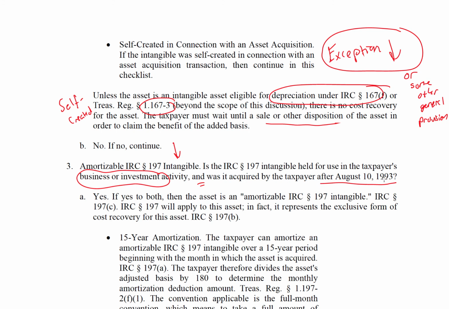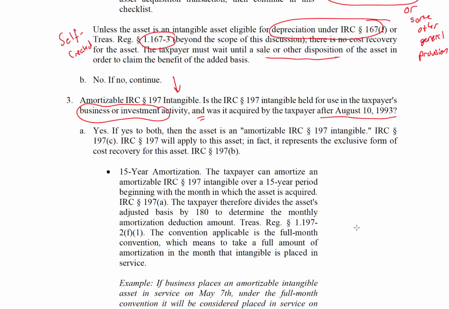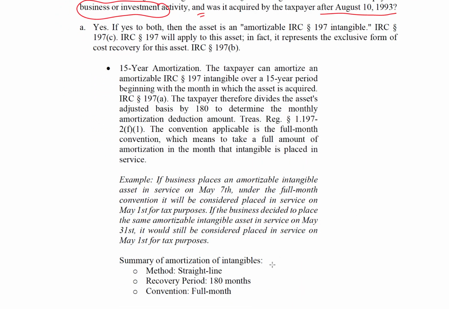So if it's acquired before, you don't get Section 197. But if it's acquired after, then yes. If yes to both, then the asset is amortizable. I have a summary here, which is basically what we discussed up here. The amortization will be straight line, over 180 months, which is 15 years, but we can say 180 months. And the convention is the full month convention.